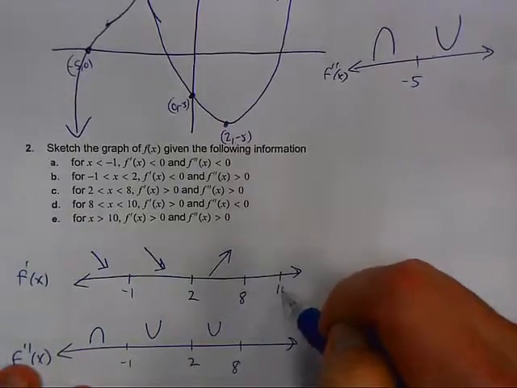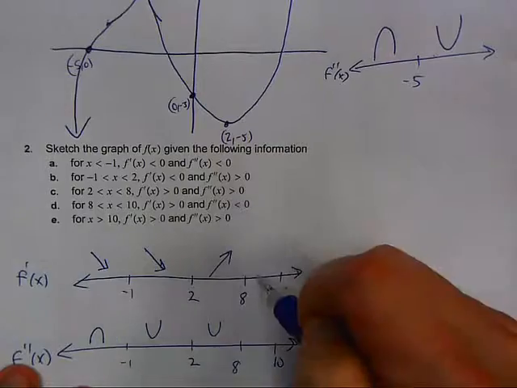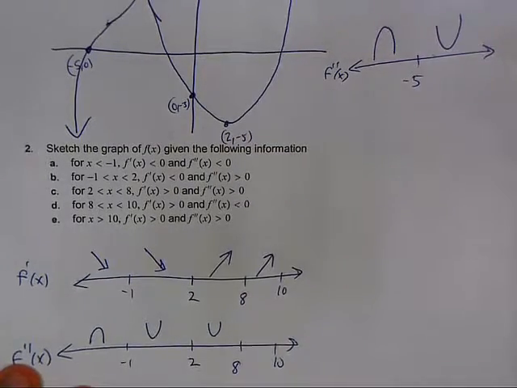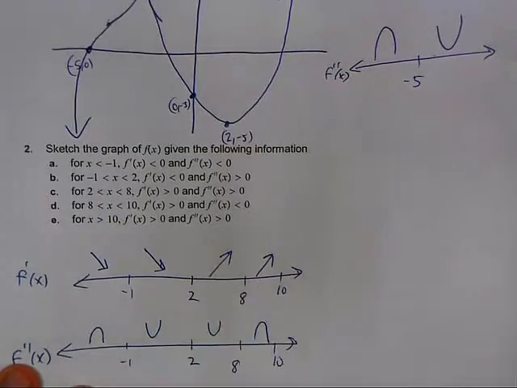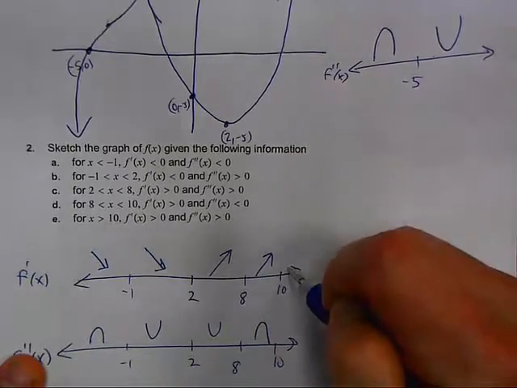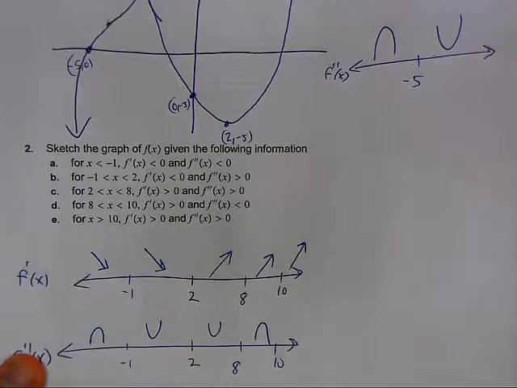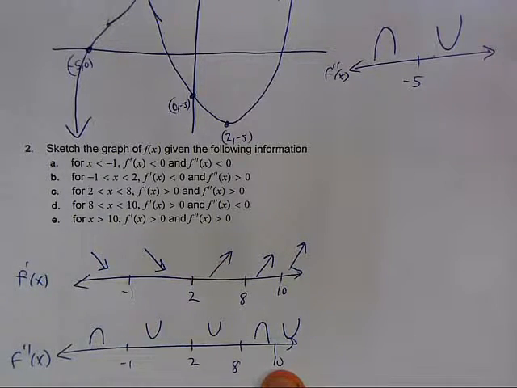Between 8 and 10, the derivative is positive, which means still increasing. But between 8 and 10, the second derivative is negative. We go from concave up to concave down. That tells me I could have another inflection point at x equals 8. Concavity switched. And finally, bigger than 10, first derivative positive, second derivative positive, which tells me concave up, which tells me I have another inflection point at 10.